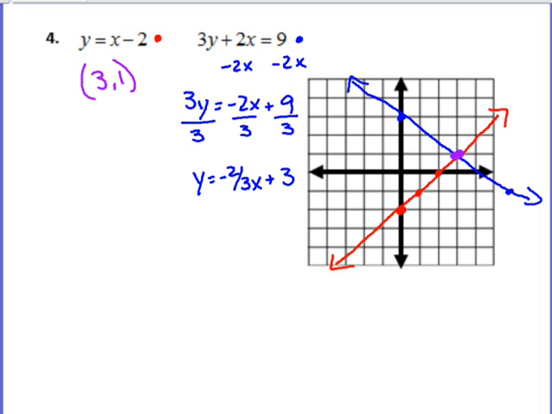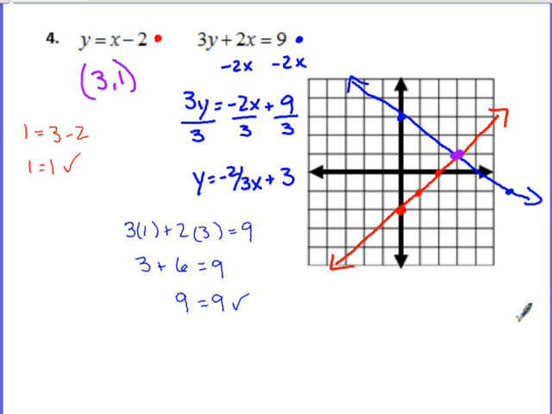Alright, I'm going to check my answer by plugging 3 in for x and 1 in for y in both equations. So if I do that, for the red one, I get 1 equals 3 minus 2. Well, 3 minus 2 is 1, so that's a true statement. Then if I try the blue one, I'm going to go in the original. So I have 3 times 1 plus 2 times 3 equals 9. Well, 3 times 1 is 3, 2 times 3 is 6, and 3 plus 6 does equal 9, so that is true.